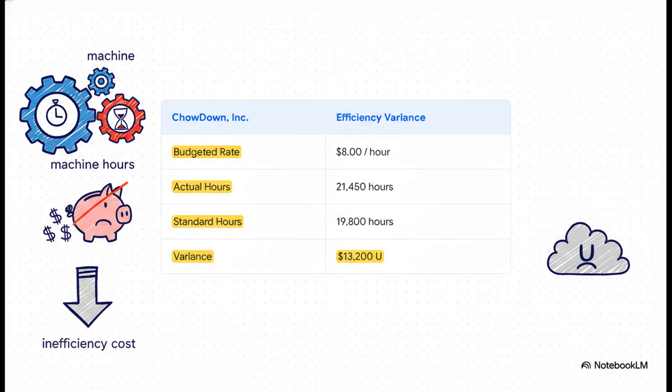All right, back to Chowdown Inc. Based on how much they actually produced, their standards said they should have used 19,800 machine hours. But, well, they actually took 21,450 hours. That's an extra 1,650 hours of machine time they didn't plan for. At that budgeted rate of $8 an hour, that inefficiency cost them an extra $13,200, another unfavorable variance.